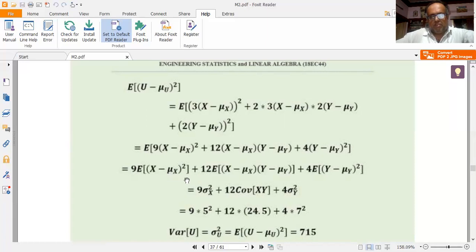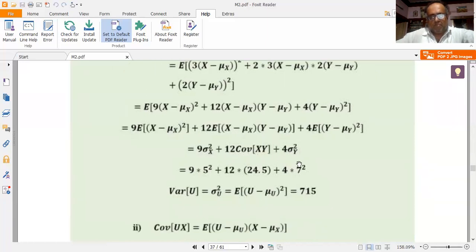E of x minus mu x the whole square is the variance sigma x square. E of x minus mu x into y minus mu y is covariance of xy. E of y minus mu y the whole square is sigma y the whole square. So I get 9 sigma x squared plus 12 covariance of xy plus 4 sigma y squared. Now substitute the corresponding values that have been calculated and that have been given. Sigma x is given, so sigma x squared is 5 squared. Covariance of xy we have calculated to be 24.5. Sigma y is given to be 7. Sigma y squared is obviously 7 squared, because variance is the standard deviation whole square. So substitute, I get 715.